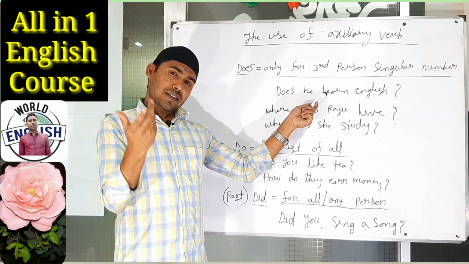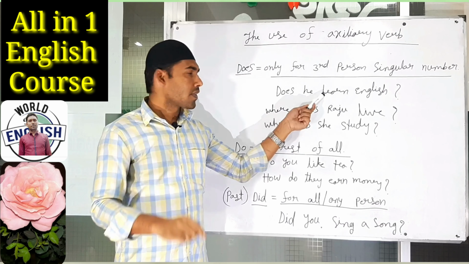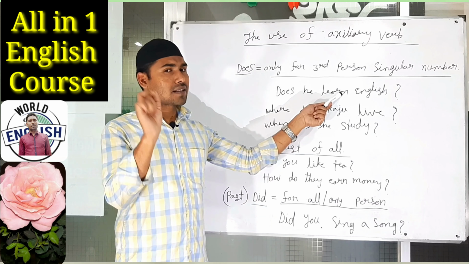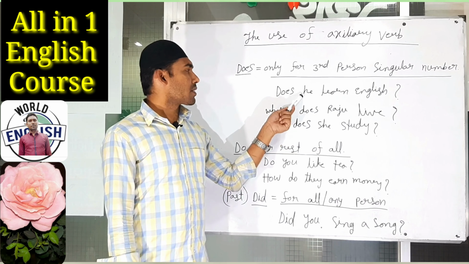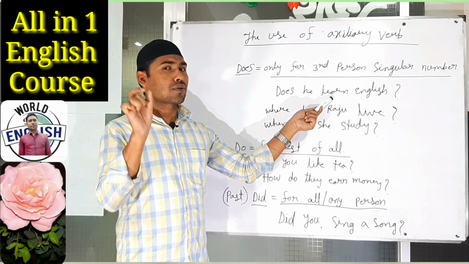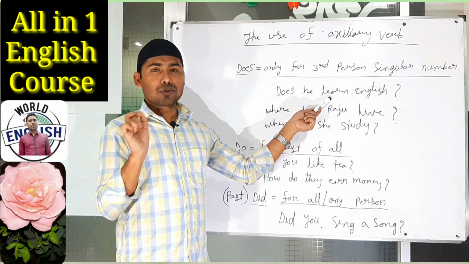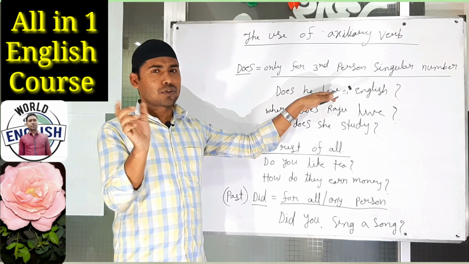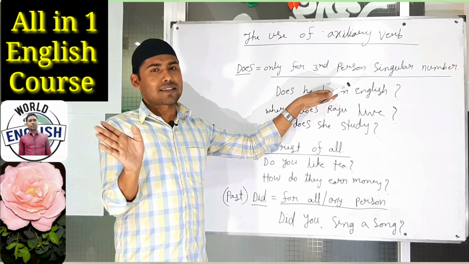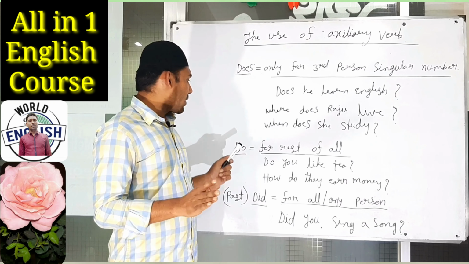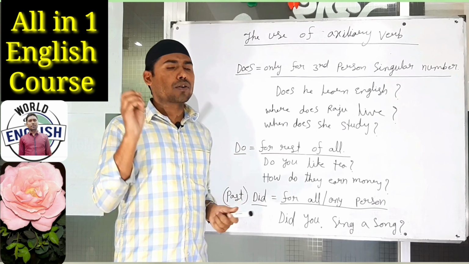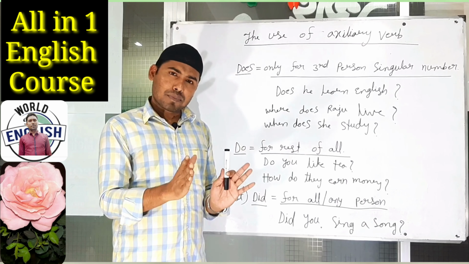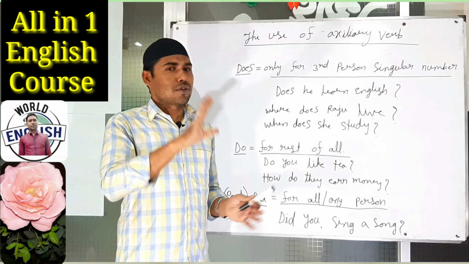Suppose, does he learn English? It's a basic question and we can answer, yes, he learns English. So we know after third person singular number, the verb always takes s or es. But when we use do, did, does, the verb will always be used in base form. Not past participle, not s or es. After do, did and does, the verb will always be used in base form. Clear? Not past form, not past participle, not ing also.